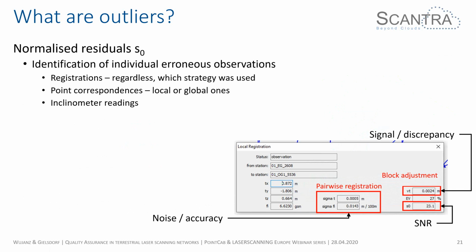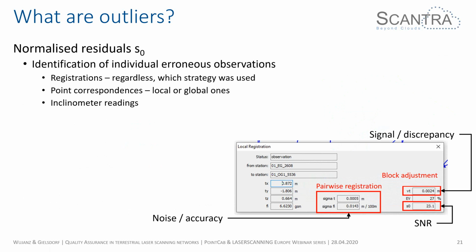Again, I show you now the concept for registrations, but the beauty of that approach is that you can use it for all sorts of different registration types. You can feed point to point, cloud to cloud, cylinder to cylinder, or some futuristic approach that will come out in 5 years. As long as they yield registration parameters, you can use the very same metrics for these approaches. But you can also use it for global or local correspondences, so from artificial targets, for instance, or for inclinometer readings.